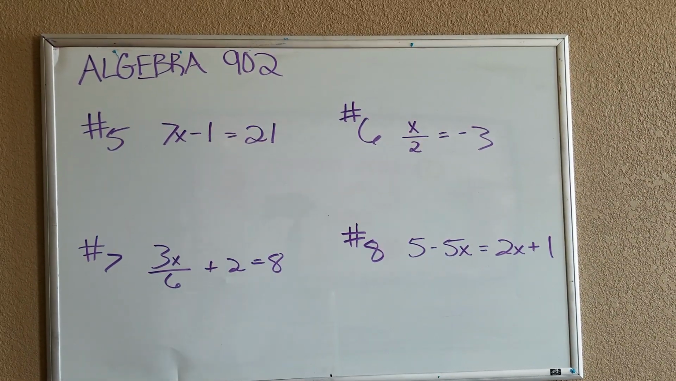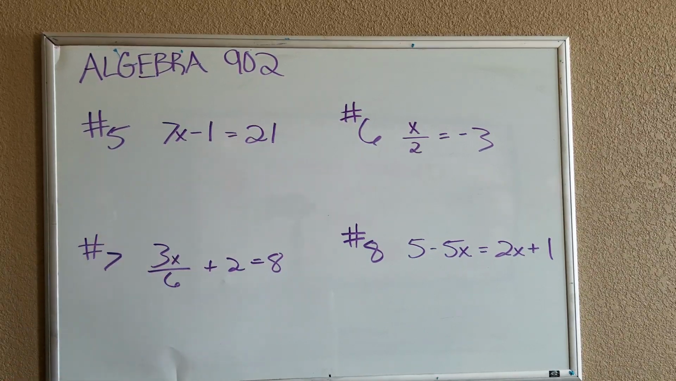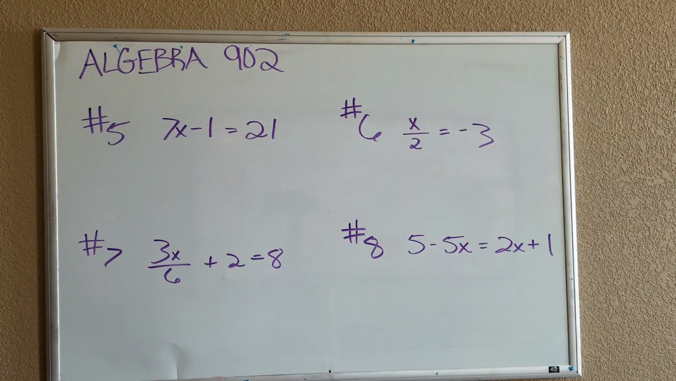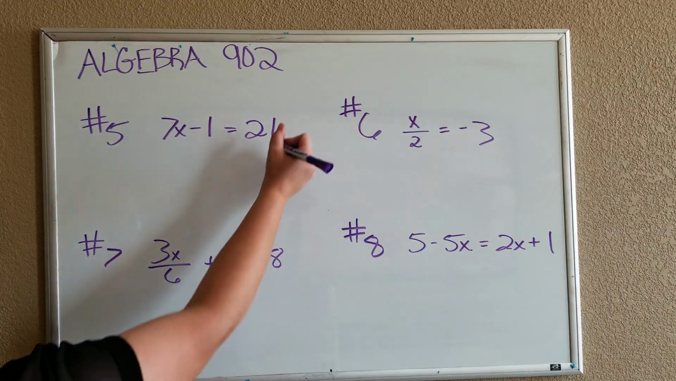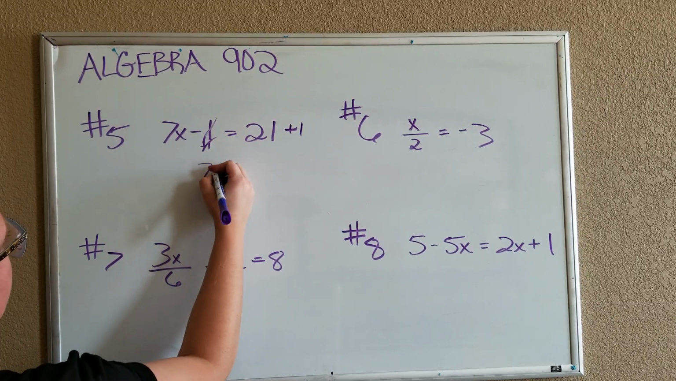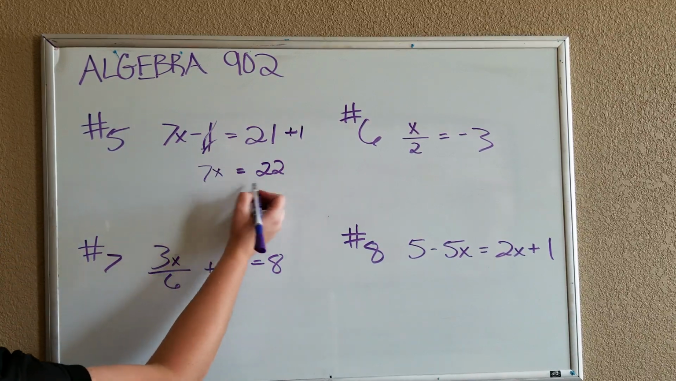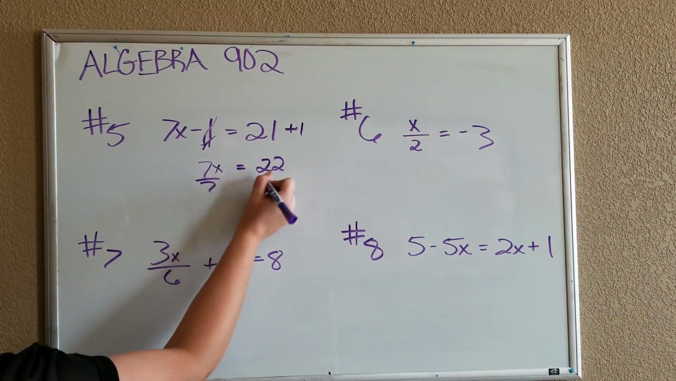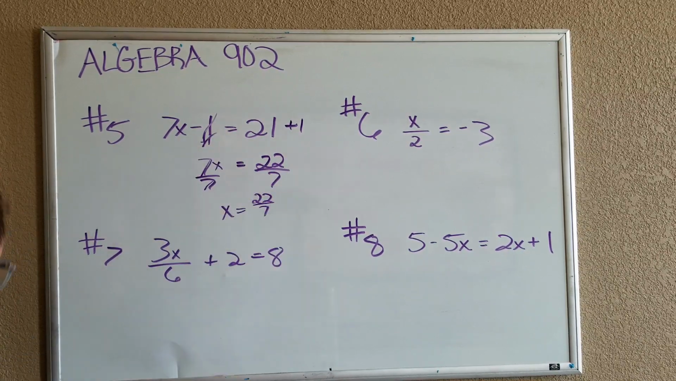All right, problem number 5. Again, we're solving for our variable. This time, there's an addition aspect and a multiplication that we have to deal with. So you always deal with your addition and subtraction first, and then deal with your division and multiplication. So 1 is subtracted. The opposite of subtraction would be addition. So you're going to add the 1 over here. You add it here as well, and it disappears. So you have 7x equals 21 plus 1 is 22. So 7x equals 22, and then the 7 is multiplied to x. Opposite of multiplication is division. You divide both sides by 7. X is going to equal 22 over 7.